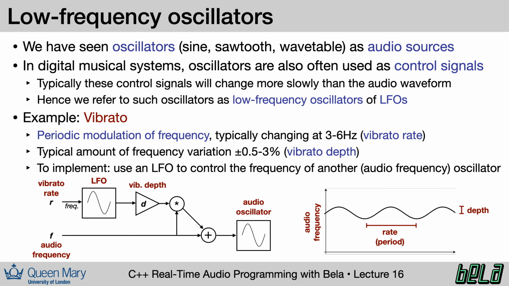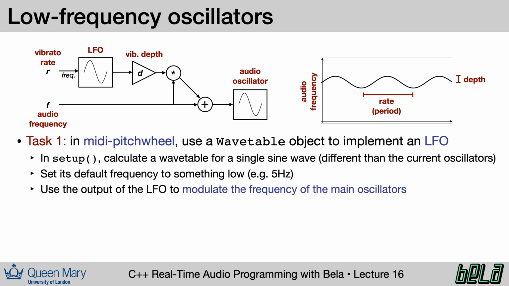That's just a very brief description of something that could be talked about in considerably more depth, but the purpose of this lecture is to focus on the MIDI controls. So let's go to the task from here. In the MIDI pitch wheel project, add an additional wavetable object to implement an LFO. You might call this G vibrato LFO, for example. Now this wavetable should implement a simple sine wave, which is going to be different than the waveforms of our audio oscillators. So inside of setup, you're going to have to figure out how to calculate a wavetable which holds only one single sine wave. See if you can adapt the code inside of setup to do that.